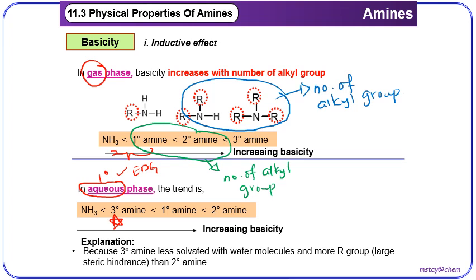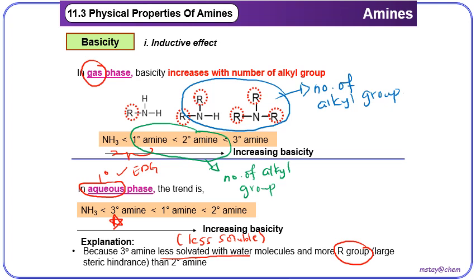Why does this happen? Even though tertiary amine has more alkyl groups, it is less soluble in water. The term less solvated can be considered like less soluble in water. The reason they are less soluble in water is that they have more alkyl groups. When they are less soluble in water, the basic properties are a bit harder to show. So that's why in the aqueous phase, tertiary amine is less basic than primary and secondary amine.